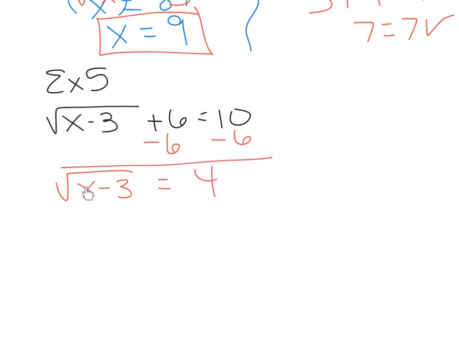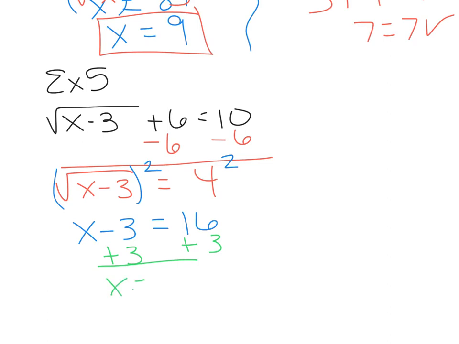Now you can't isolate this x until you get rid of this radical, because the x and the negative 3 are both under the radical. So let's get rid of the radical next. Use the exponent that matches the index. So that would be a 2. Then the radical is gone. 4 squared is 16. And now you can isolate x. This looks like a regular linear equation that you've done before, by adding 3. And we get x equals 19.